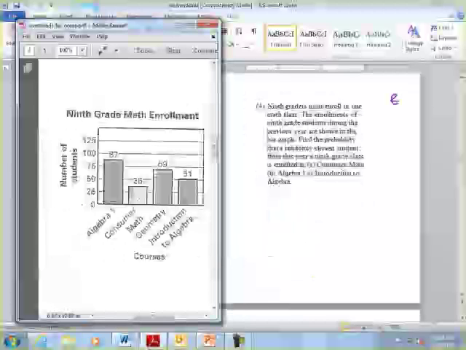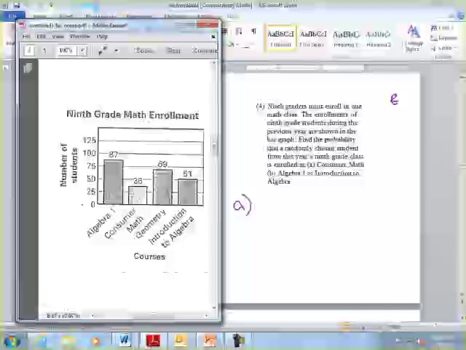9th graders must enroll in one math class. The enrollments of the 9th grade students during the previous year are shown in the bar graph. This is not our 9th grade students. These are just 9th grade students in some fictitious class. And we are asked for the probability that a randomly selected 9th grader would be in consumer math. So how many are in consumer math? 36. Out of, what do we do to get the denominator? Add them up, so we figure out how big that 9th grade class is. And this 9th grade class has 243 students in it.